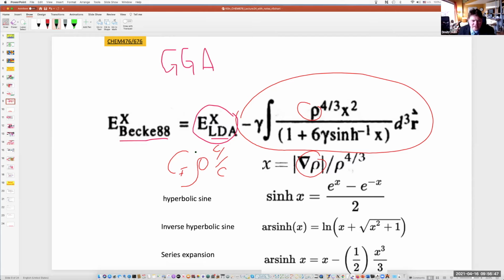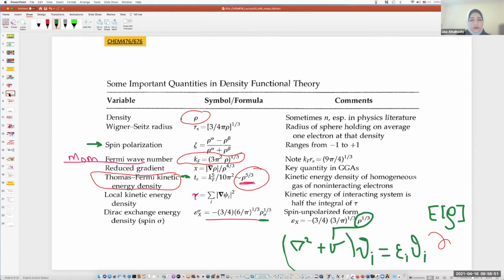Excuse me, Dr. Killen. Yes. Can I ask just one question about this slide? So the local kinetic energy density, it's a summation over i, the state, but it's local.